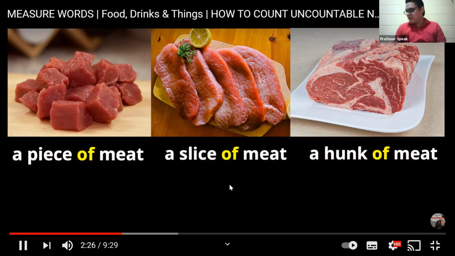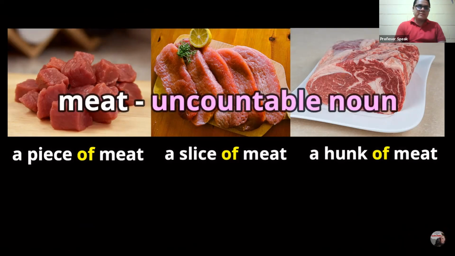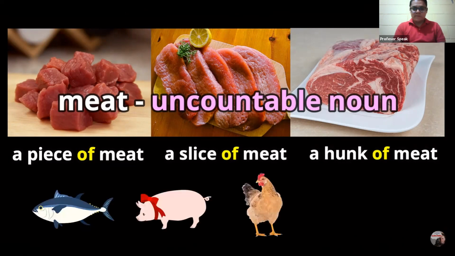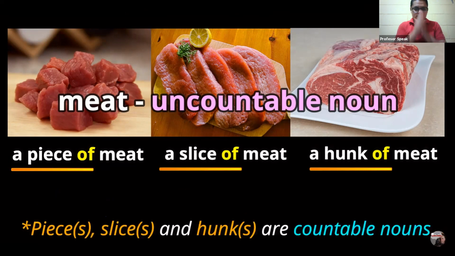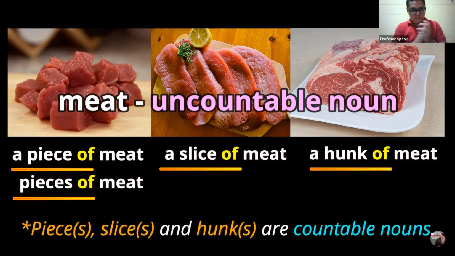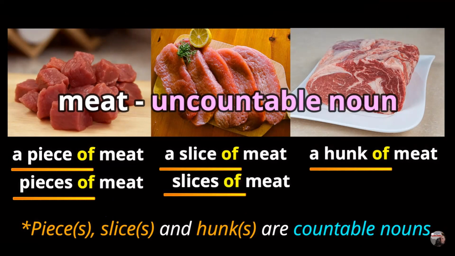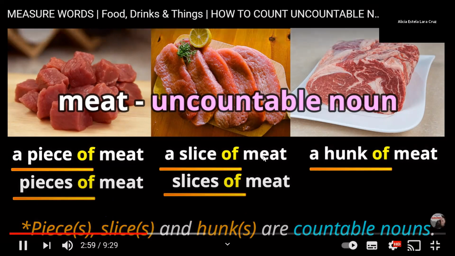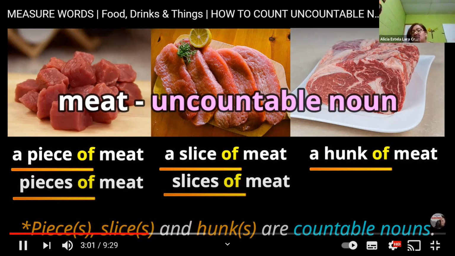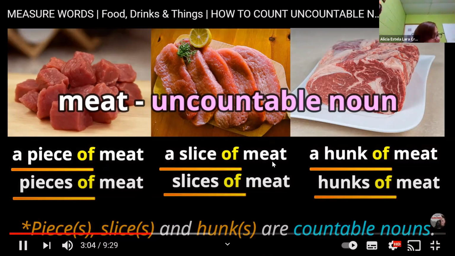All right, again, you can use all of these. You can substitute meat for whatever one you want. Fish, a piece of pork, a piece of chicken, okay? A slice of meat, all of those. Because the measure word piece is countable. So we can say pieces of meat, or we can use another one, slice, a slice of meat, or slices of meat, if you want to count more than one. And then we could even use hunk, a hunk of meat or hunks of meat.